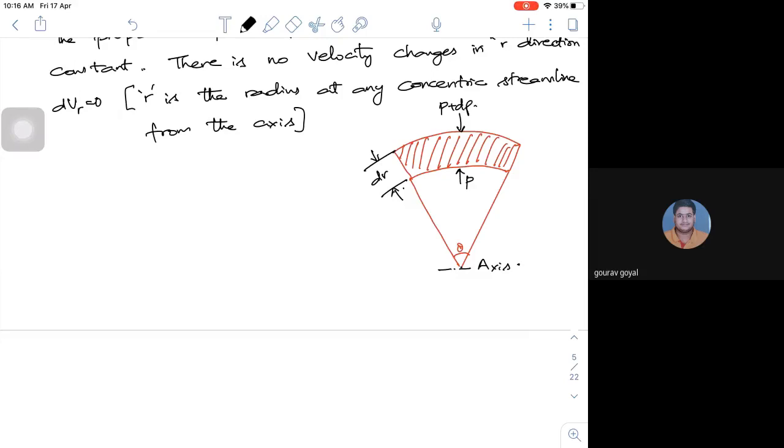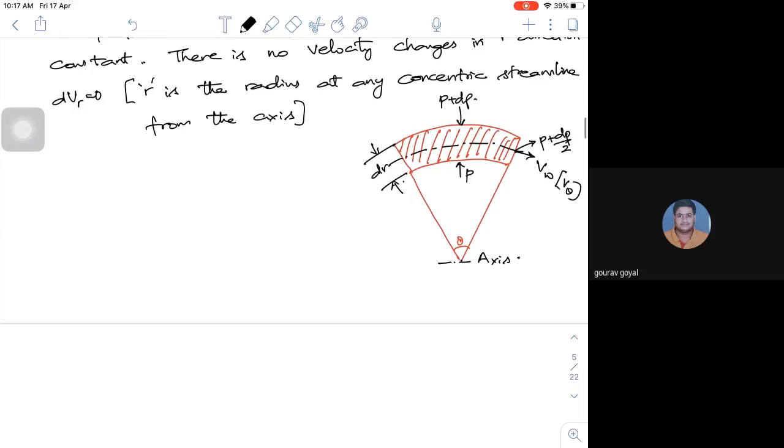And if I consider the center point of it, in this I do have my velocity of whirl. Already we have called this as velocity of theta. And pressure at this particular point is how much it will be? It will be P plus dP by 2. Fine.